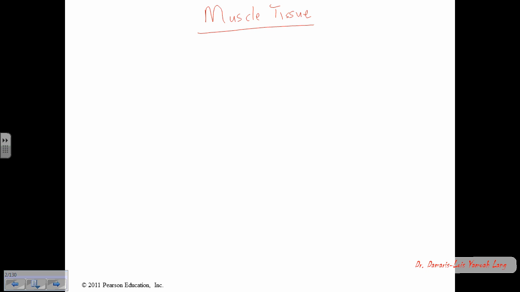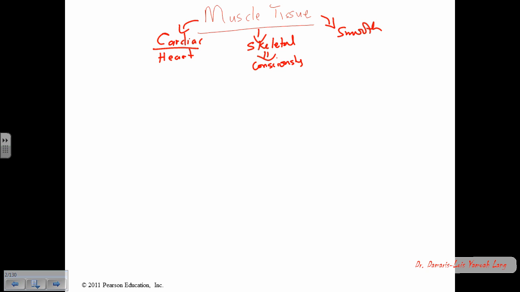So we are looking at muscle tissue, and it's sort of the first thing I wrote. Everything got wiped out, so I'm going to rewrite everything again. I had mentioned how the three muscle tissues we have are cardiac, skeletal, and smooth. Cardiac muscle is only found in the heart. Skeletal muscles are all muscles that we can consciously control. And smooth muscles are muscles that we cannot consciously control.